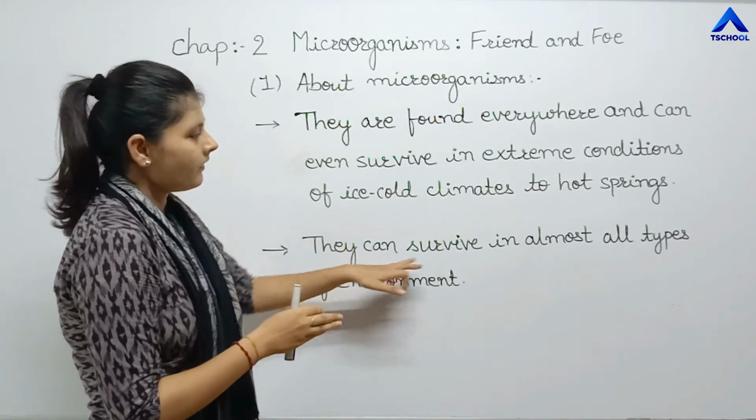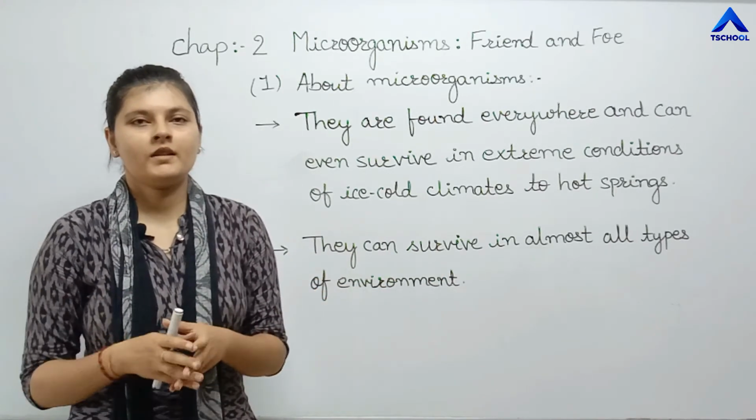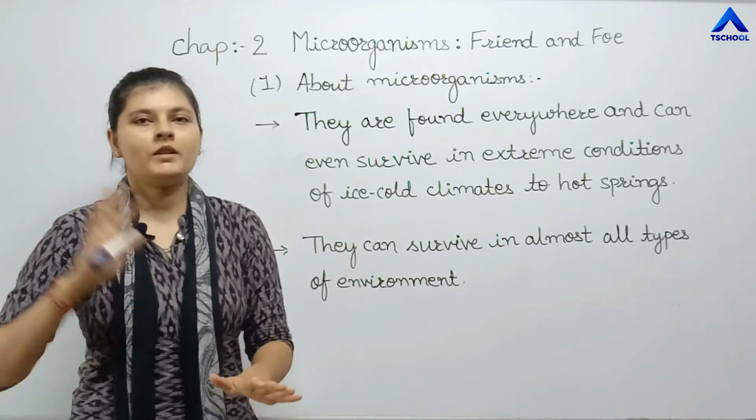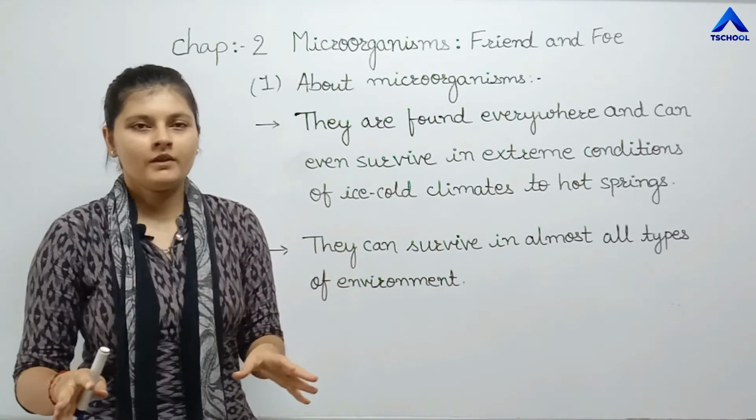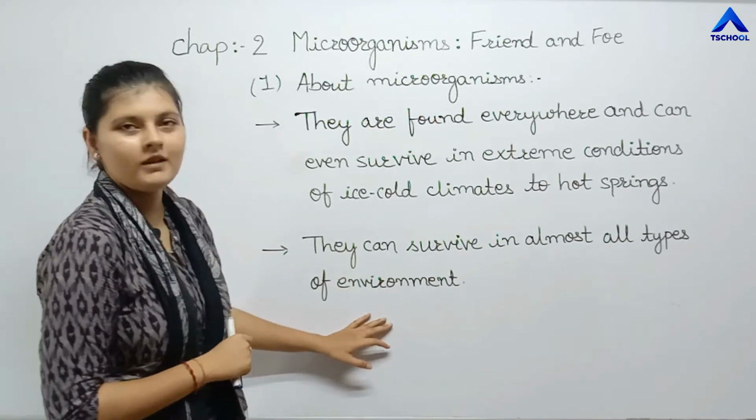सो दे कैन सर्वाइव इन ऑलमोस्ट ऑल टाइप्स ऑफ एनवायरनमेंट. वो किसी भी तरह के एनवायरनमेंट में जाके रह सकते हैं. दे आर वेरी फॉन्ड ऑफ आइस कोल्ड क्लाइमेट एंड डेजर्ट क्लाइमेट्स एंड एवरीवेयर, राइट. मतलब उनको ना कुछ प्रॉब्लम नहीं होती, वो कहीं पे भी जाके रह सकते हैं, राइट.